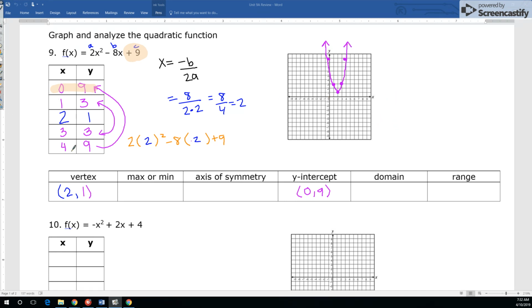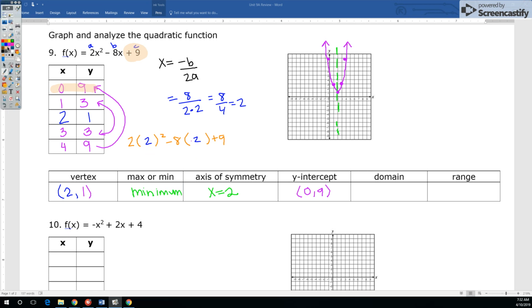All right, so I can see that my axis of symmetry goes straight down through the vertex, and that is at the x value of 2. That should always match your vertex. I have a minimum value because that vertex is the lowest point on my graph.